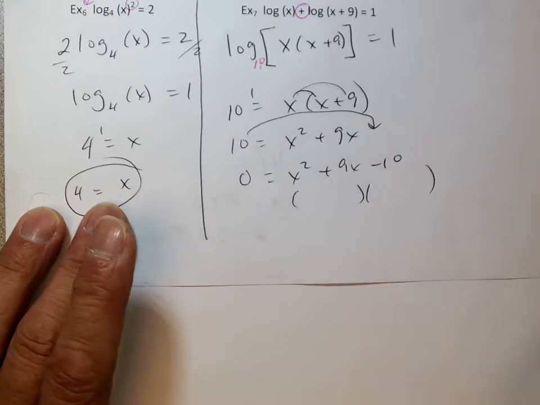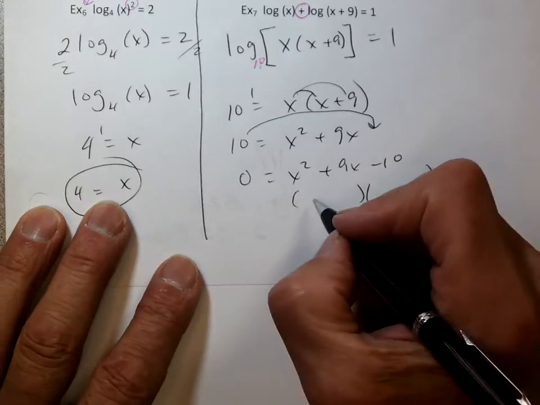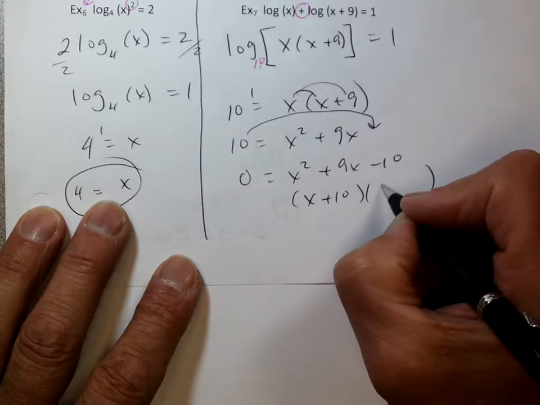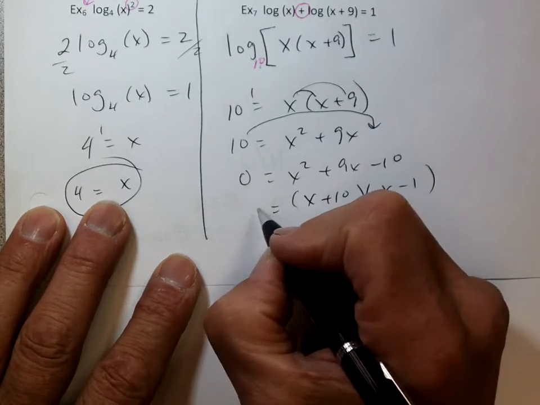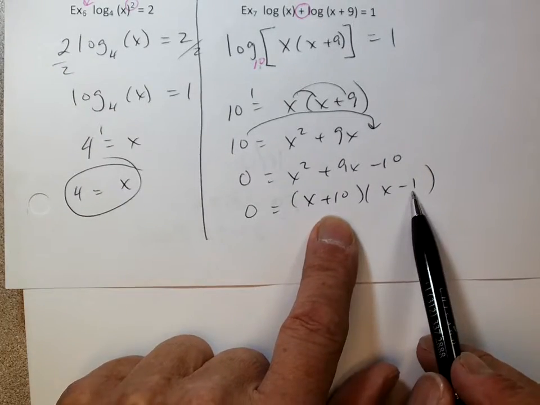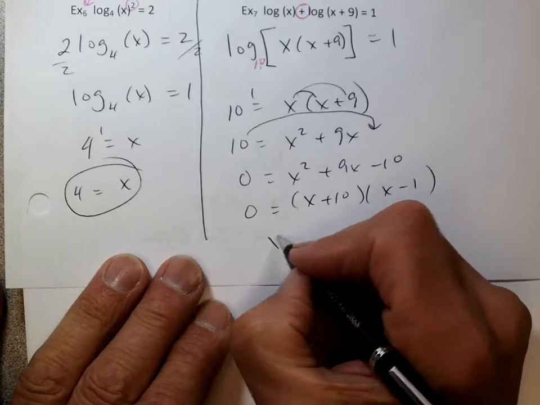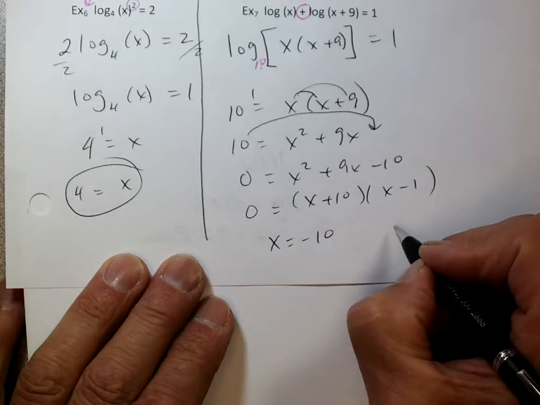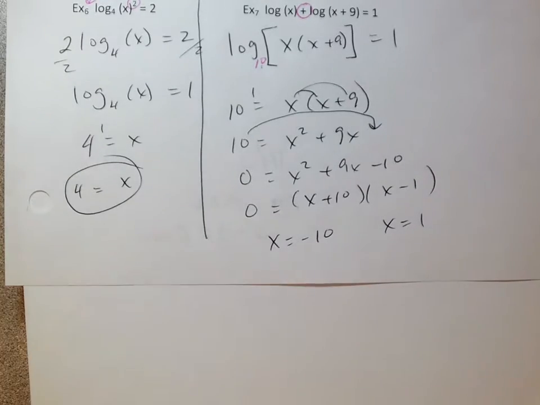We could do 2 and 5, but I like a 10 and a 1. I like an x plus 10 and an x minus 1. How's that look? Because that would make the positive 9 and negative 10. So if we do our mini equations, we've got x equals negative 10 and x equals positive 1. Except we're going to throw away the negative 10.